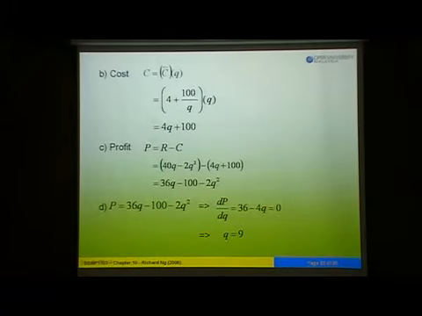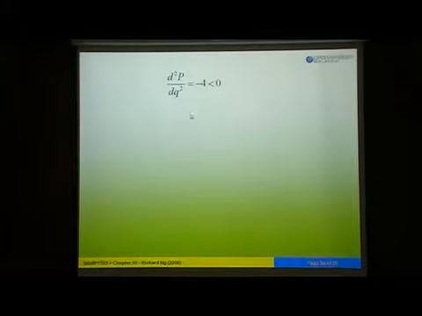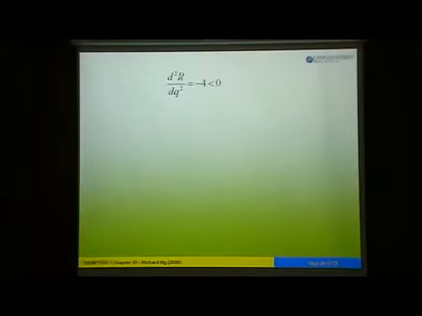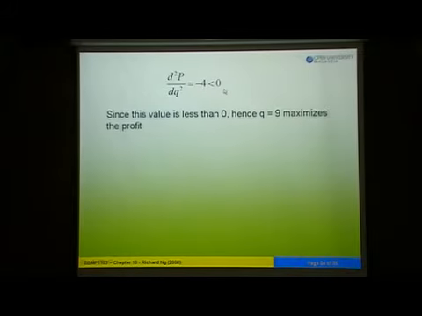But we are not sure yet whether this will maximize the profit. So what we need to do is to go to the next step to find the second derivative of profit. So d2P over dQ squared, the answer is negative 4. So negative means maximum. Alright? So since this value is less than 0, hence Q equals 9 maximizes the profit.